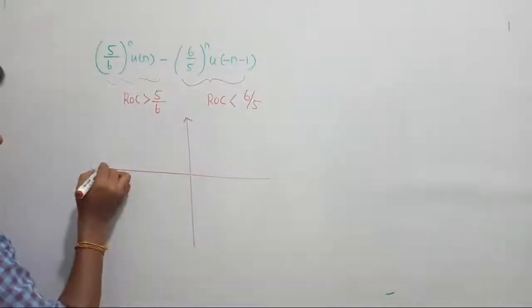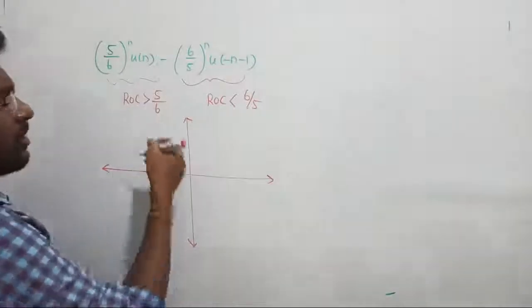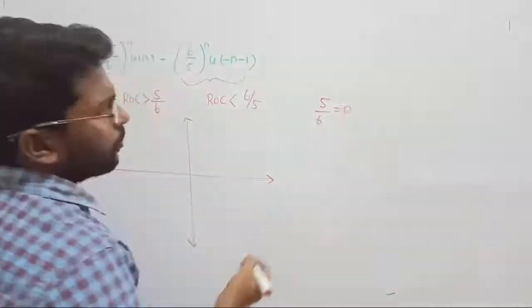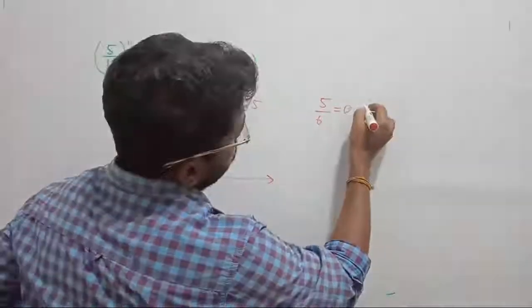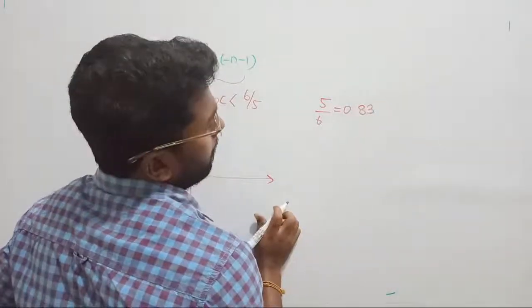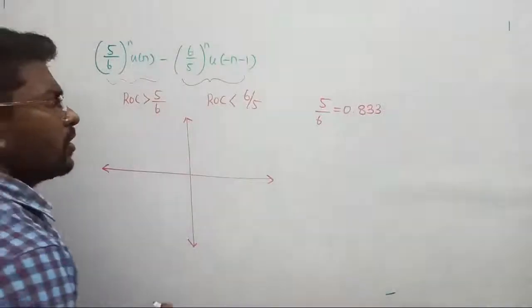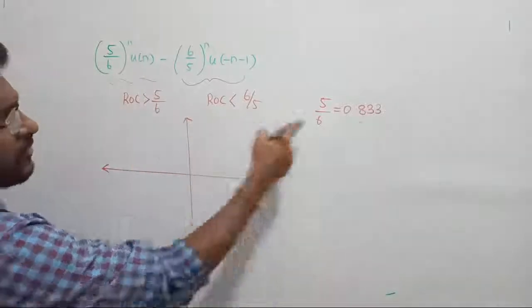Now, the thing is, 5 by 6. Can anyone tell me the equivalent value? If I cancel 5 by 6, it is going to be 0.8 and then 3, and then again, that is 0.833, right? Fine. What about 6 by 5? That is 1.2. So what is the conclusion? This is the first value.